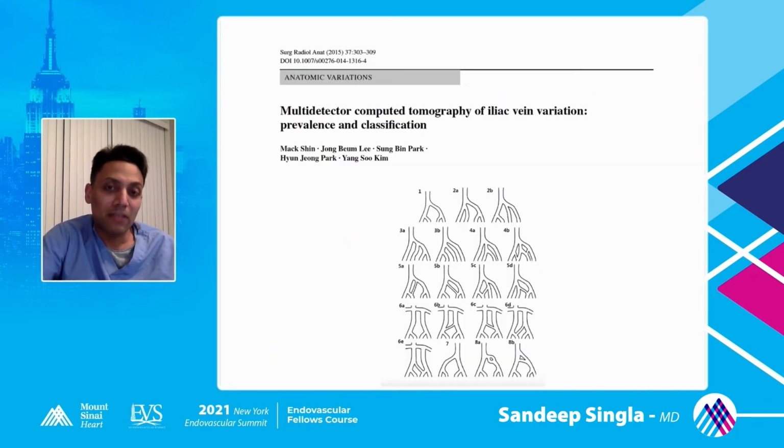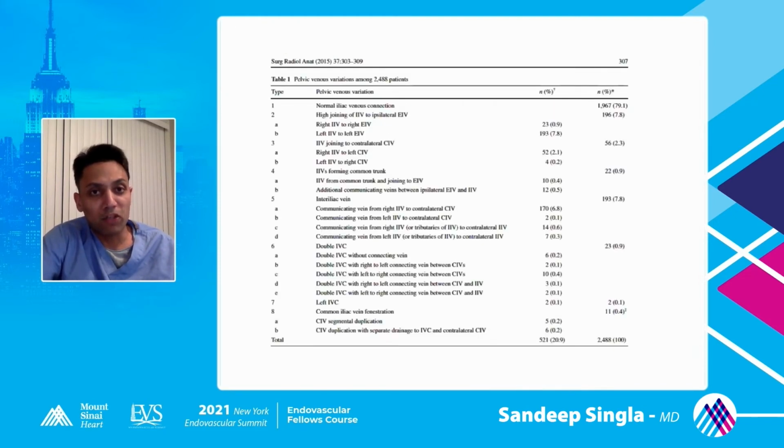And what I've realized during my practice is that there are significant variations in the iliac veins and the pattern of how they join with the inferior vena cava. There is one study of almost 2,500 patients where about 20% had significant anatomical variation, which, when you practice this, you have to realize helps in determining the stent size and the landing zones for these stents.